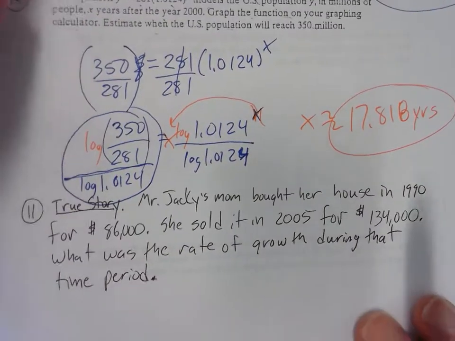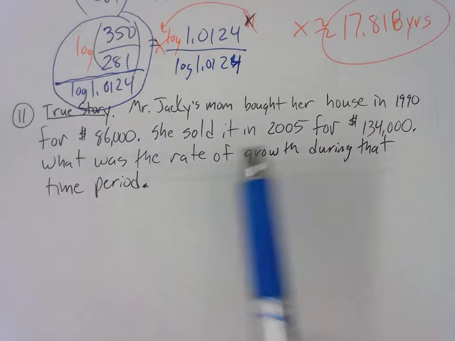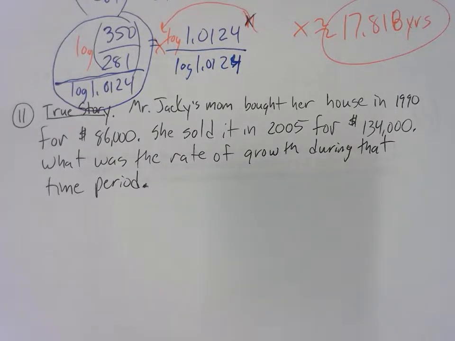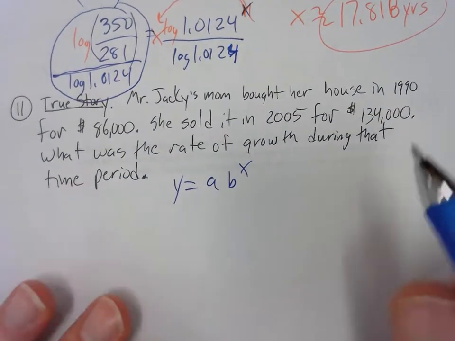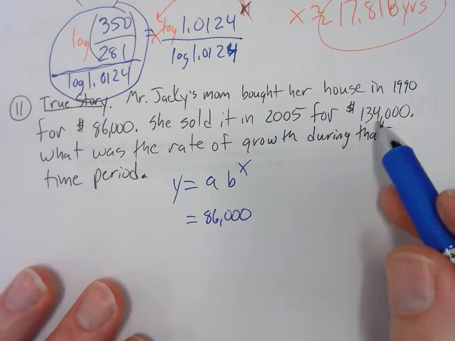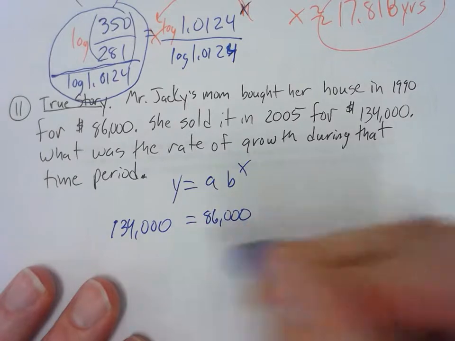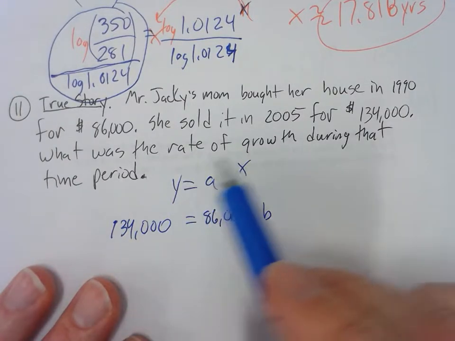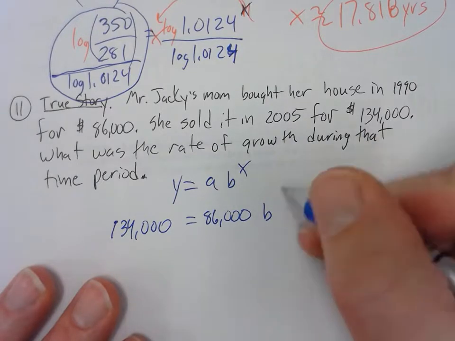Okay, this is a true story about my mom, Mrs. Jackie, and she is a lovely lady, my mom, and this is a true story about what happened to her. My parents moved to town in 1990, and they bought a house for $86,000. So we have y equals a b to the x, and my starting amount is $86,000, and my final amount that the house was sold for was $134,000. And we don't know the growth rate, because that's what we're asking: what was the growth rate during that time period? We know it happened over a 15-year period from 1990 to 2005.